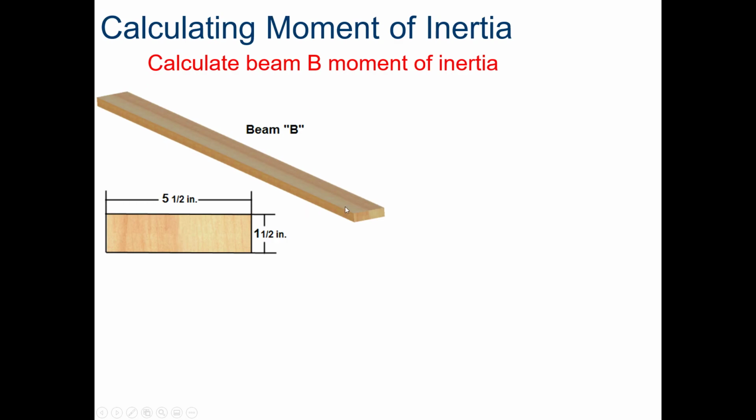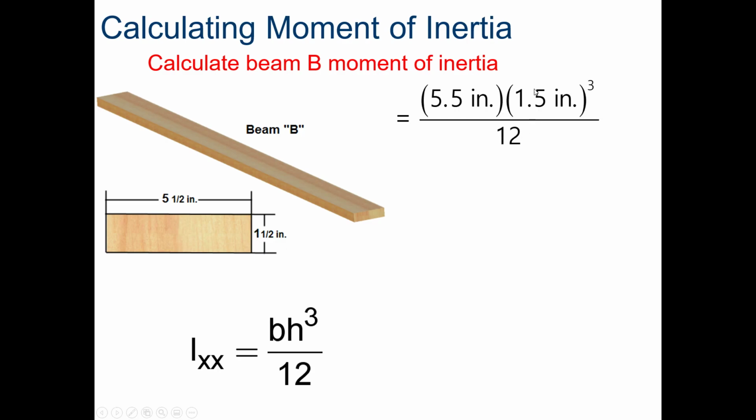Let's see if we rotate it this way. Same piece of wood, but we're laying it sideways. Now the height is only 1.5. See right here? The height's 1.5. But the base is bigger, 5.5. What happens when we cube that 1.5? It's 3.375 when you times it by itself 3 times.